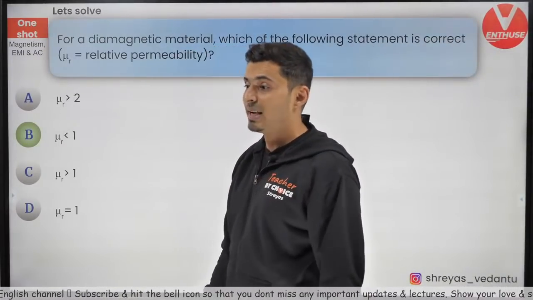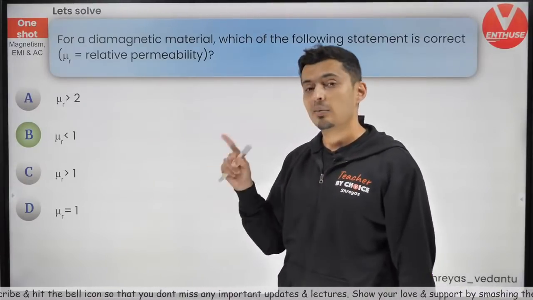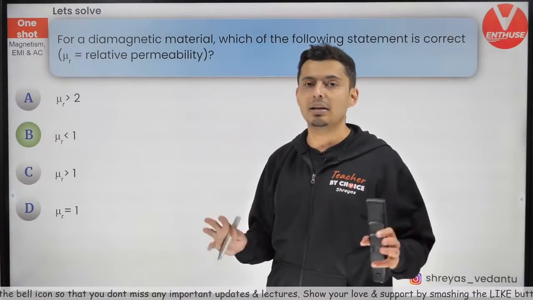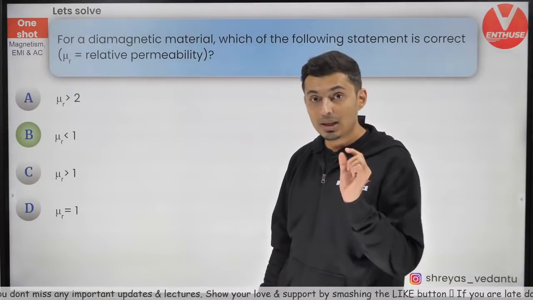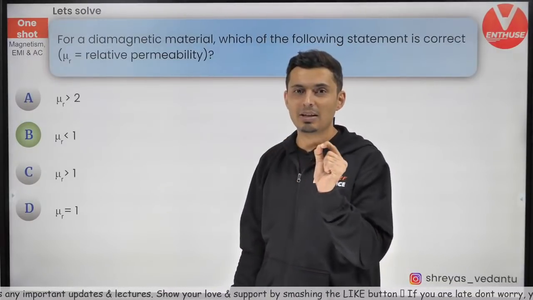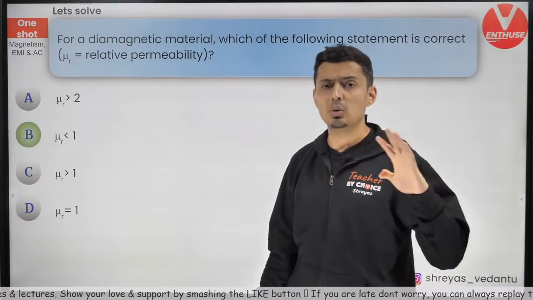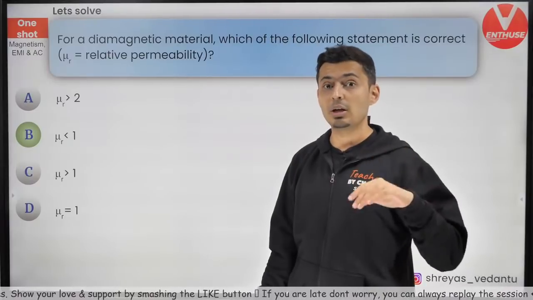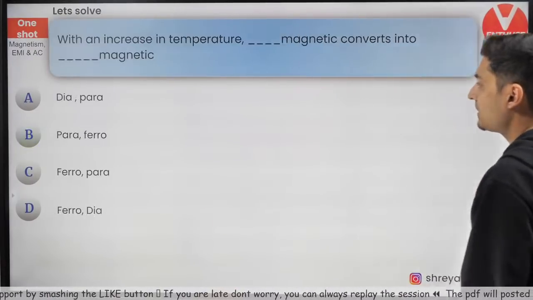It's diamagnetic, be careful. For para, it is more than 1. For ferro, it's much higher than 1. So relative permeability for dia is like 0.7, 0.8, 0.4. For para, it is like 1.2, 1.52. For ferro, it will be like 10, 70, 50. So it's option B.